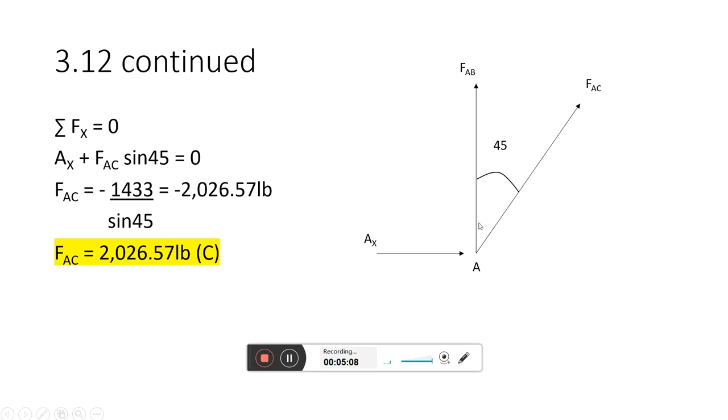For the segment AC, take the sum of all the x forces, you get Ax plus FAC sine 45, isolating for that AC, you get 2026.57, and it's negative, as you can see up here, so that's compressive.